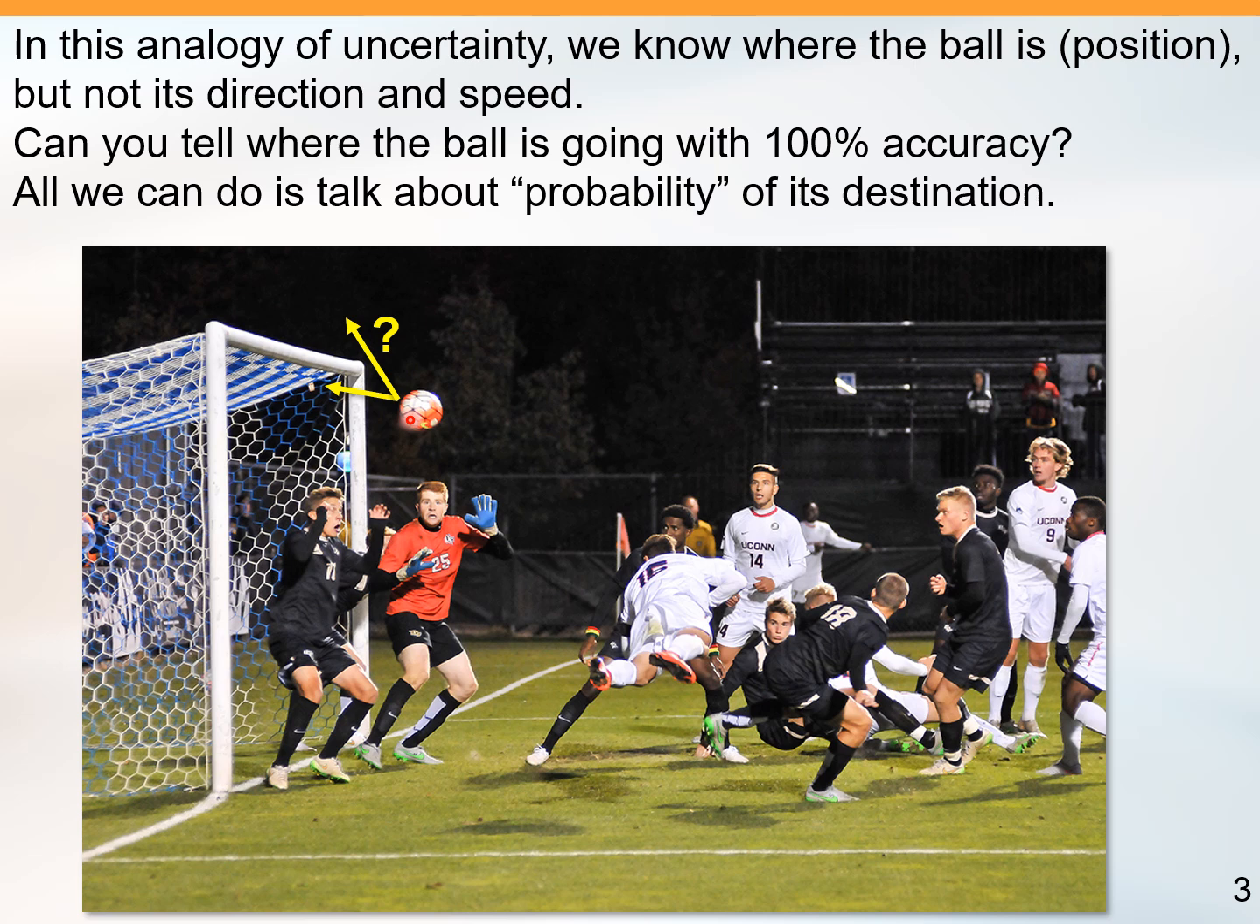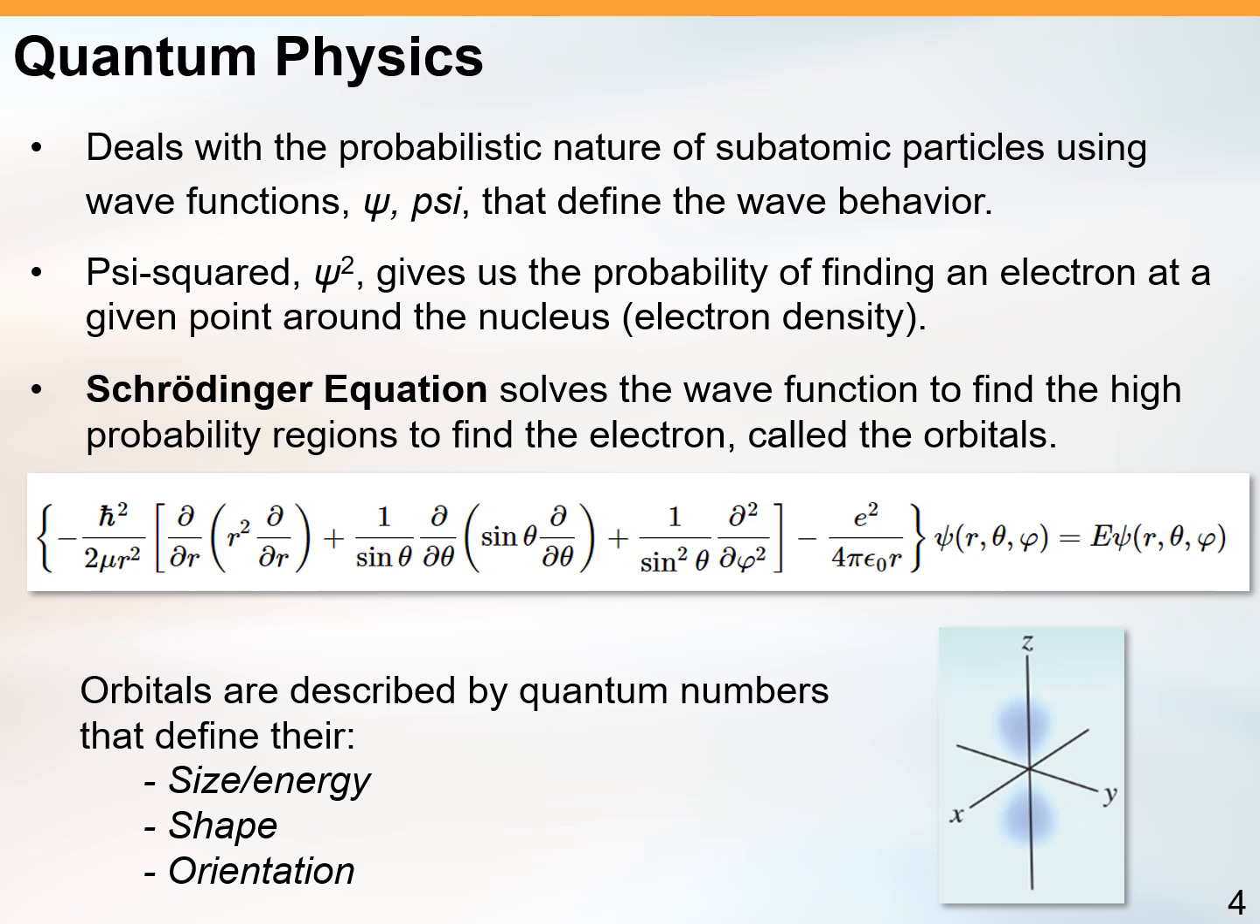However, we can talk about the probability of the future of the ball. The ball's future, a goal or not, is probabilistic, just like the future of subatomic particles. The probabilistic nature of subatomic particles is described by quantum physics. Particles are described by their wave functions, which define their wave behavior. Wave function is denoted by the Greek letter psi. What is important for us is the probability, which is found by squaring the wave function, psi squared. This is the probability of finding the electron at a given point around the nucleus.